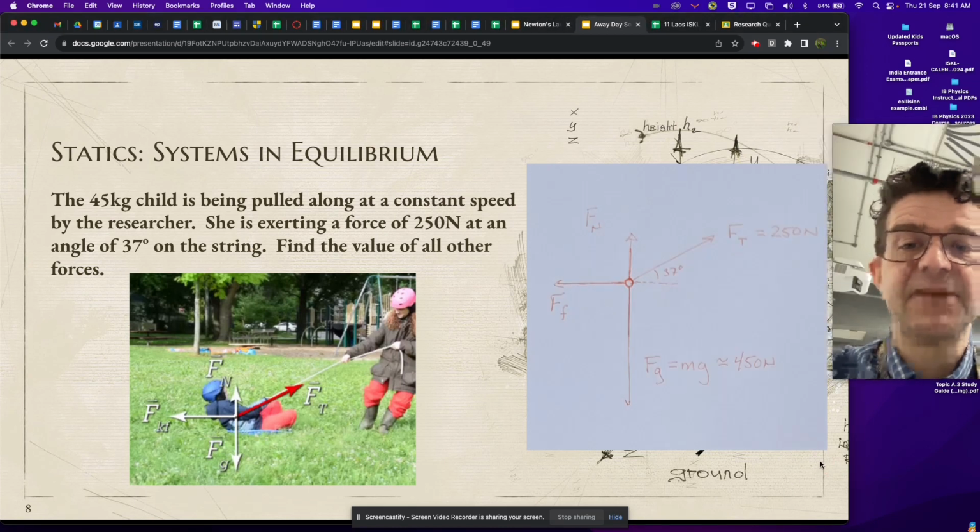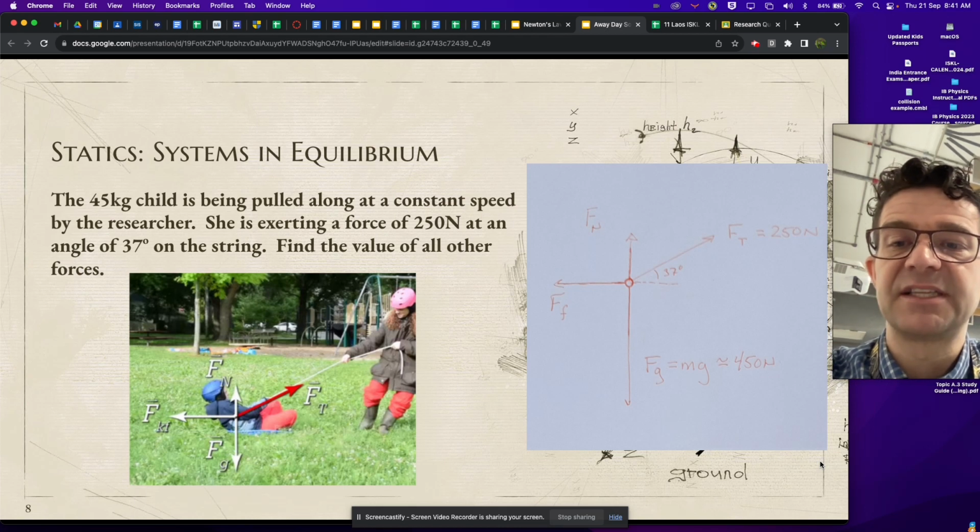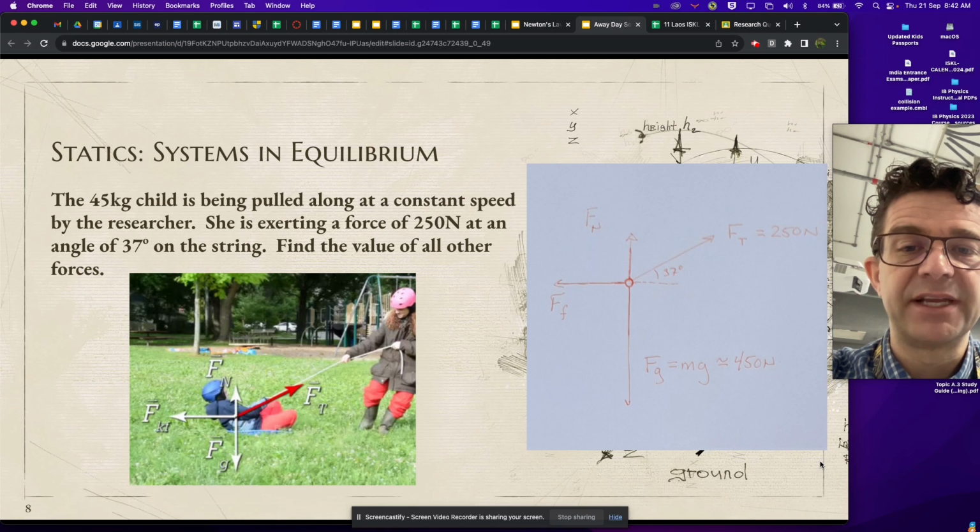The next step here is to start labeling in some things that I know. I label the value of that 250 Newton force and 450 Newton force from gravity because I can calculate them. And then I'll add in that 37-degree angle.